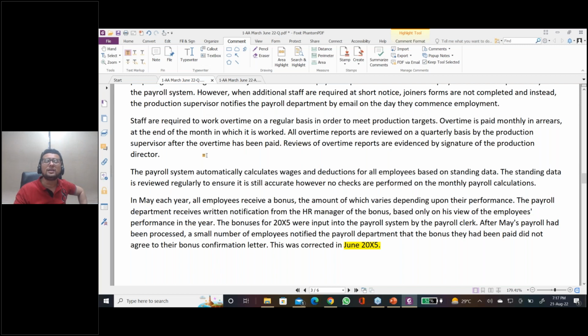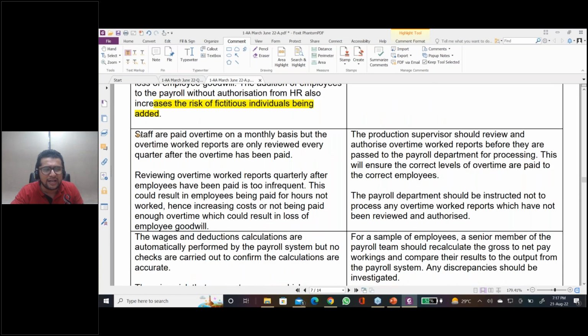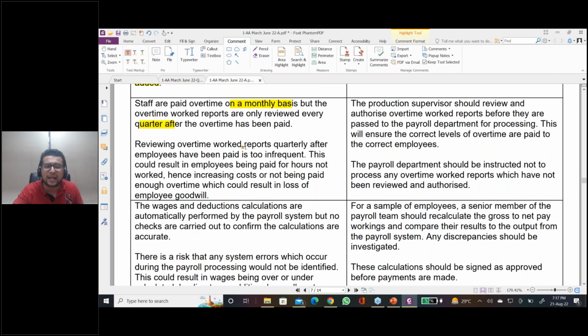What's the deficiency here? The overtime reports are generated quarterly, although the payments are made monthly. So it means if there is any discrepancy or any error or any problem within the overtime report, that is too late because you have already made the payments. The control mechanism is operating too late. So just read it out from the solution. Staff are paid overtime on a monthly basis, but the reports are reviewed every quarter once they have already been paid. Reviewing overtime work reports quarterly after the employees have been paid is too infrequent.